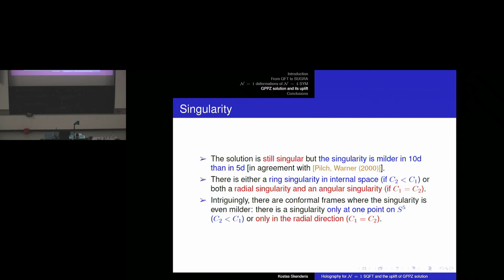But quite intriguingly, if one looks in different conformal frames, the metric can be arranged to be almost completely non-singular. So in this case, for example, there is only a singularity at one point on the S5, and it's regular everywhere else. And in the other case, you can remove the angular singularity.